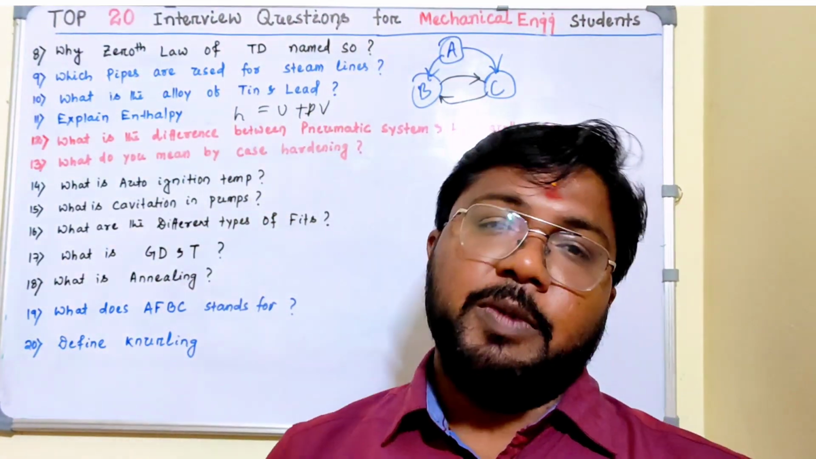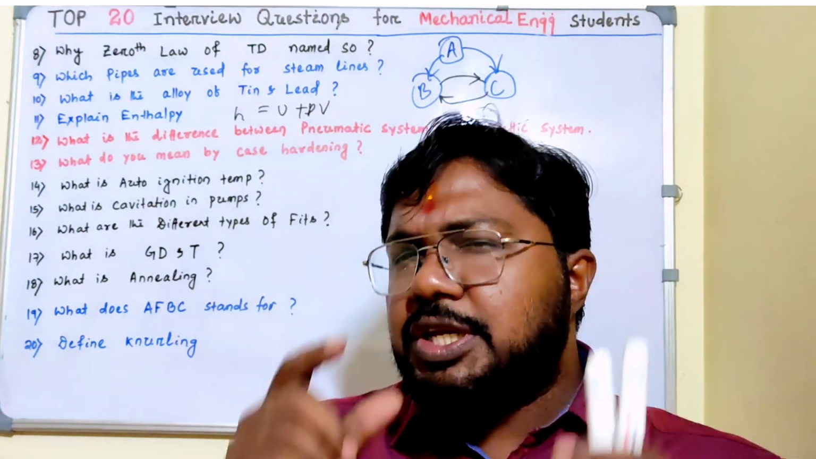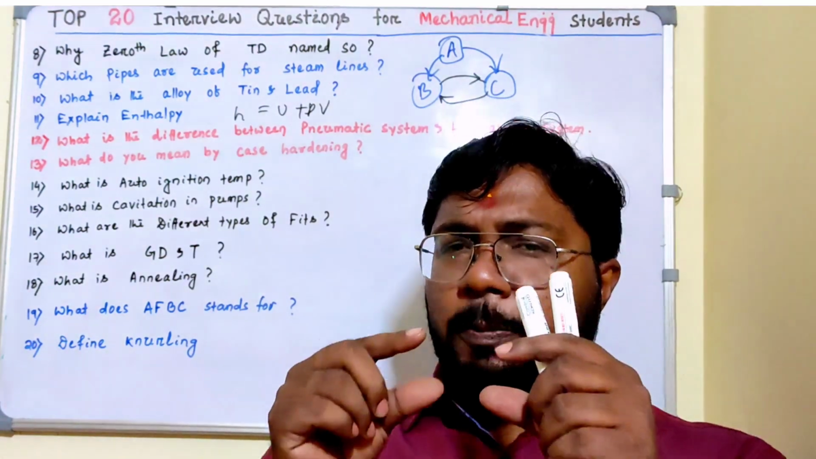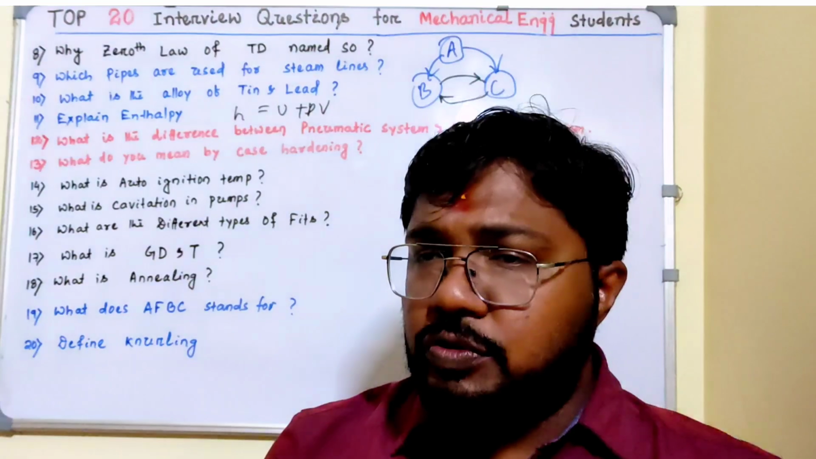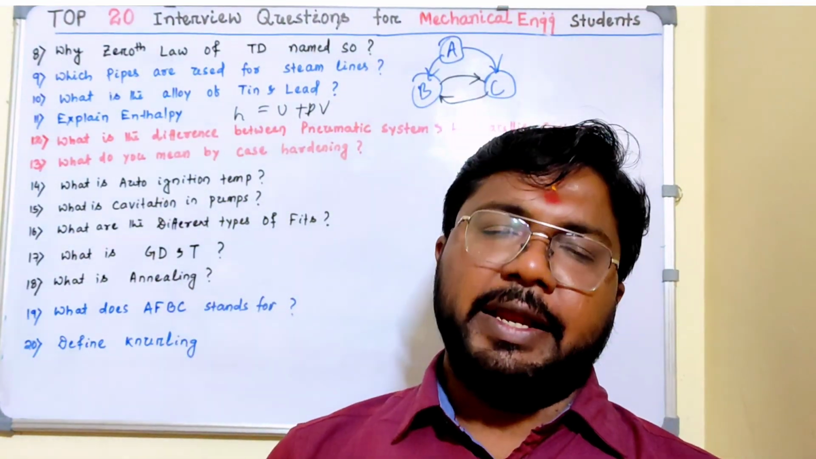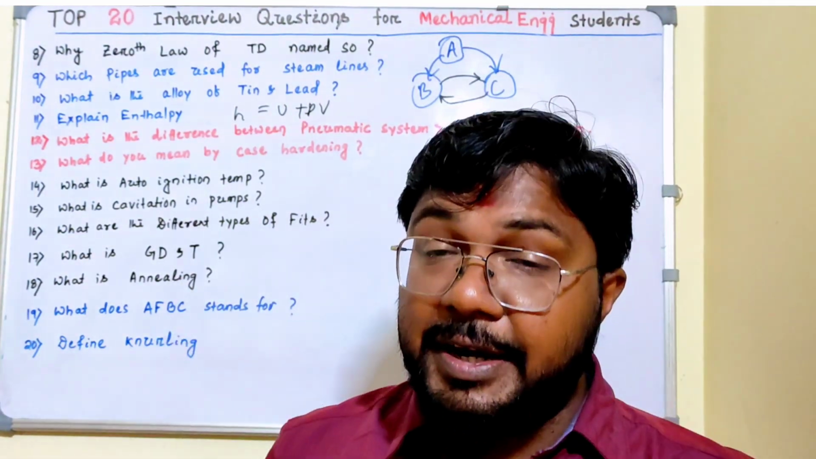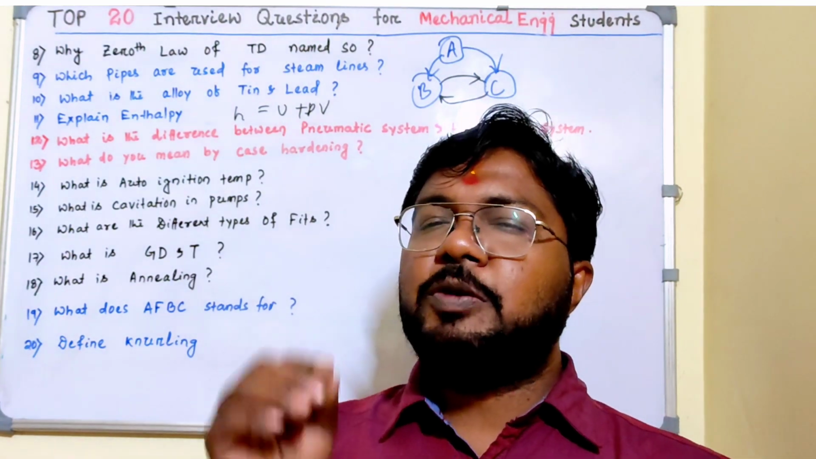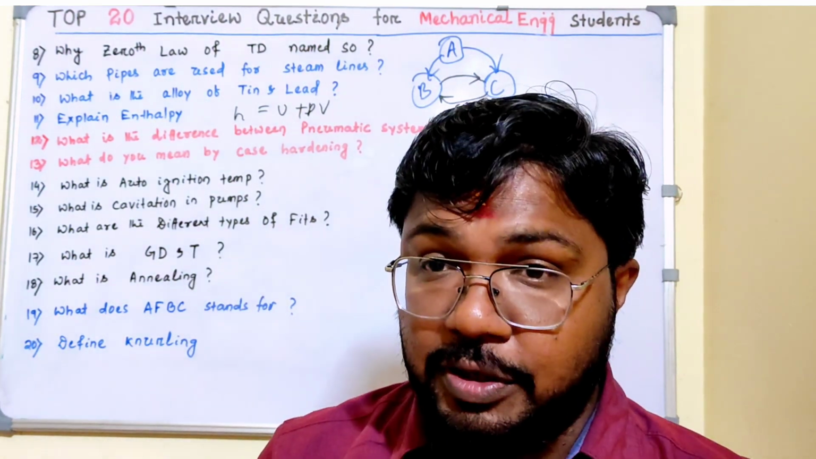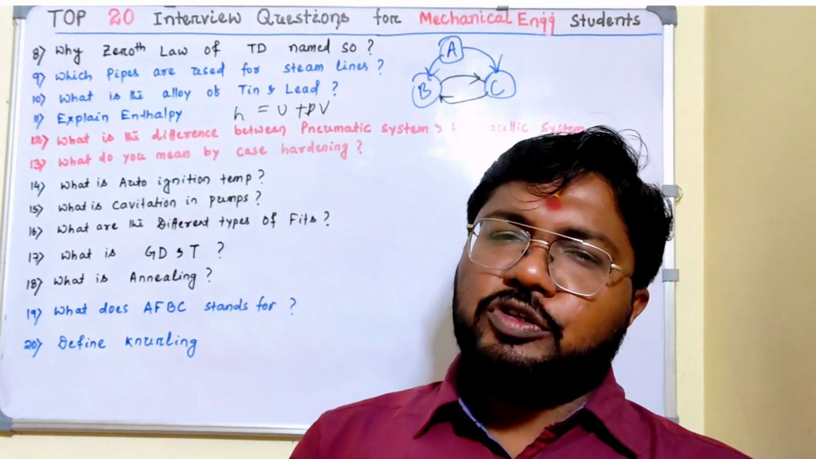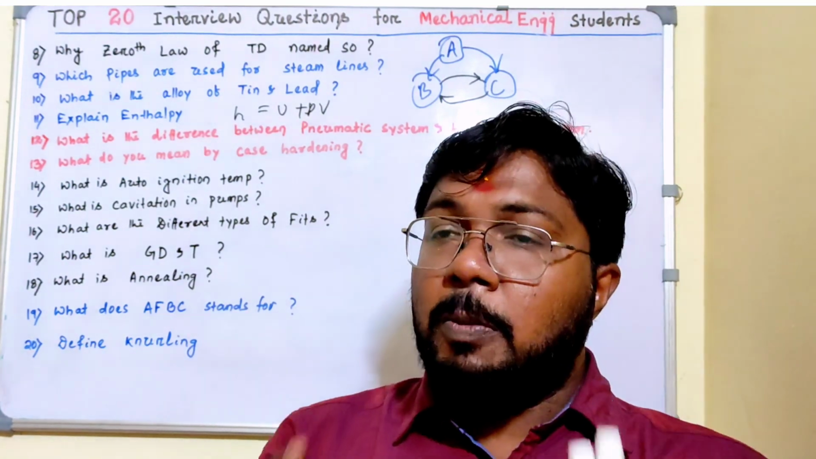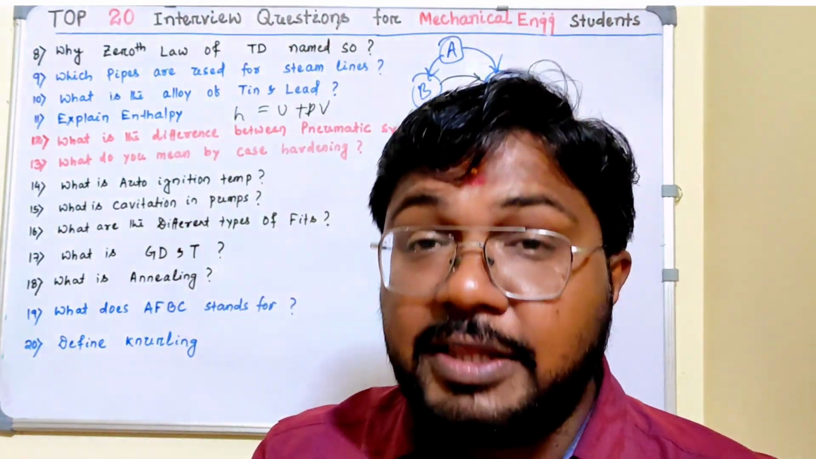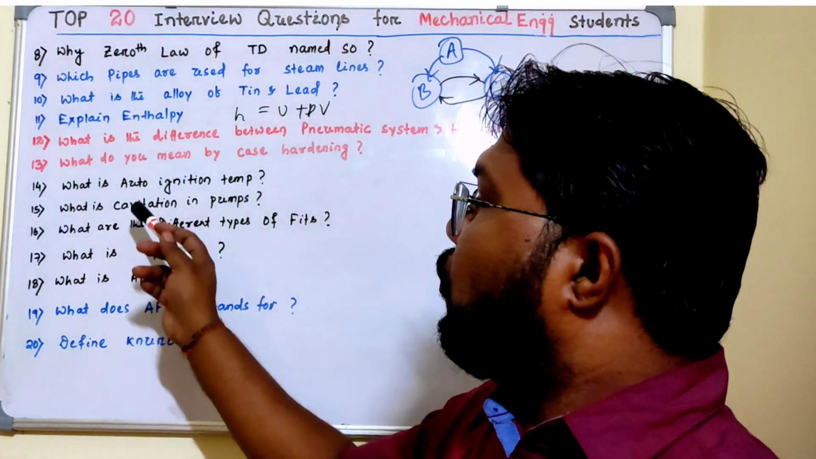Next question, what do you mean by case hardening? This is a heat treatment process of a metal or any tools, in which the surface will be hardened. The surface will be treated by means of supplying carbon or nitrogen, so that the core portion will remain soft, but the surface will be hardened, and that is known as case hardening.